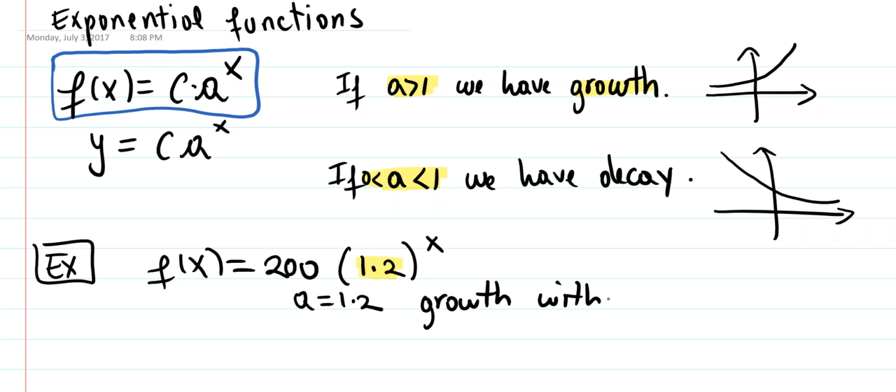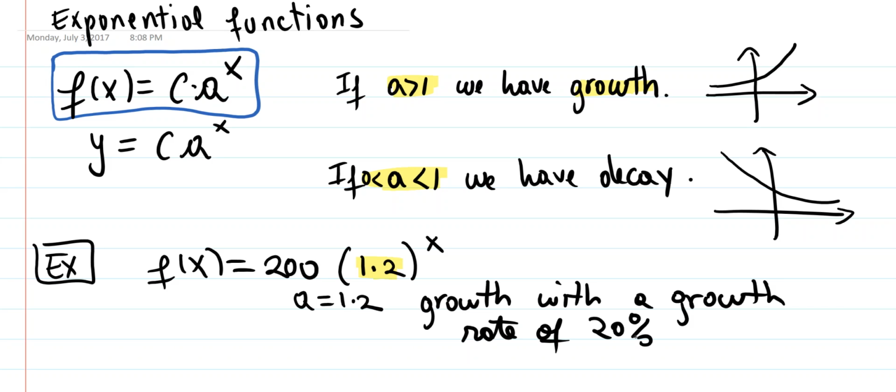And we say that with the growth rate of 20%. How did I get the 20%? Basically, it's what is after the point, and you have 0.2 right after the 1, so that means 20%. So in a decimal is 0.2, in a percentage is 20%.